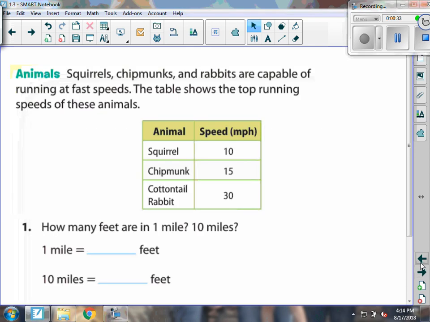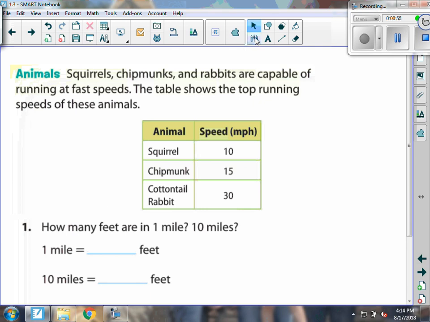I just want you to follow along. Don't worry about writing this down. Squirrels, chipmunks, and rabbits are capable of running at fast speeds. The table shows the top running speeds of these animals. So a squirrel can run up to 10 miles per hour, a chipmunk up to 15 miles per hour, and a cottontail rabbit can run up to 30 miles per hour.